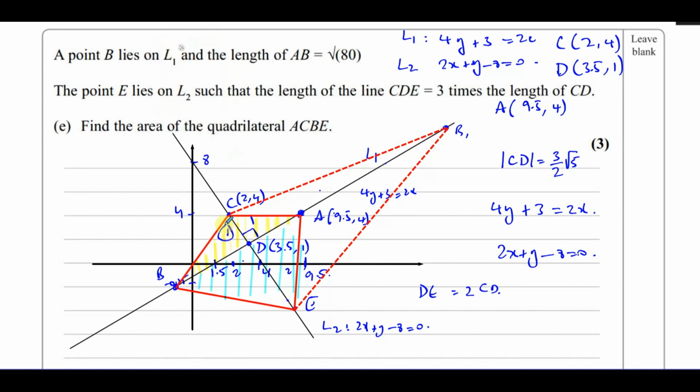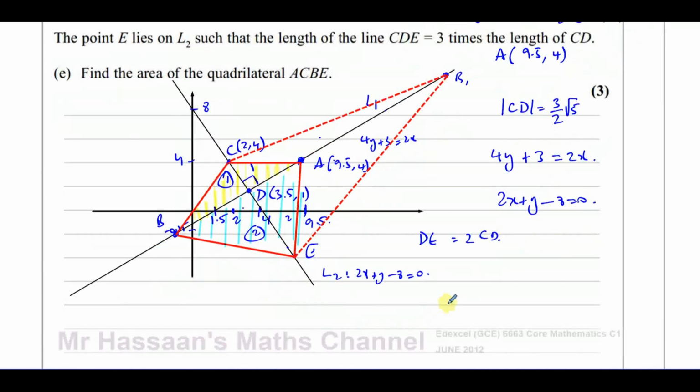So let's call this triangle 1 and triangle 2. This triangle has a base between A and B and a height between C and D. And this triangle has a base between A and B and a height between D and E. So we can find the area of each of these. We know the lengths of all of these.